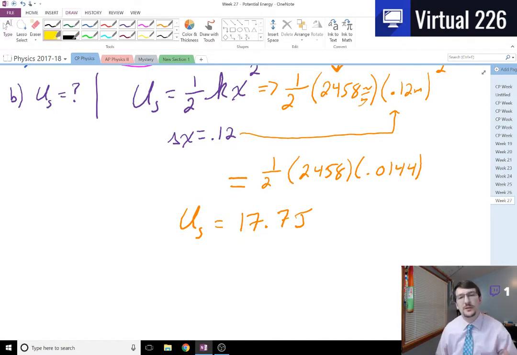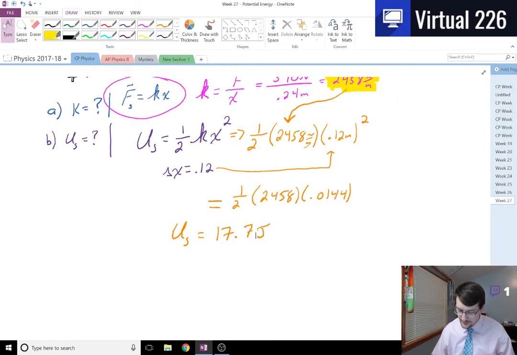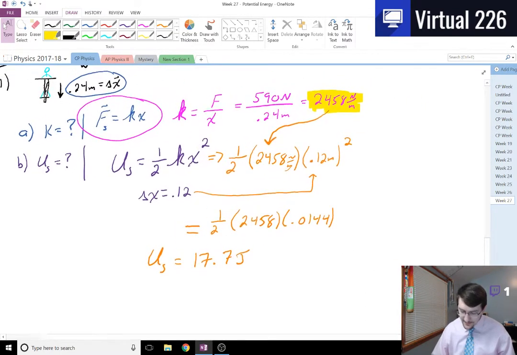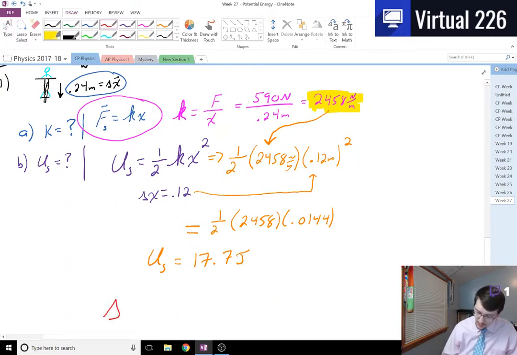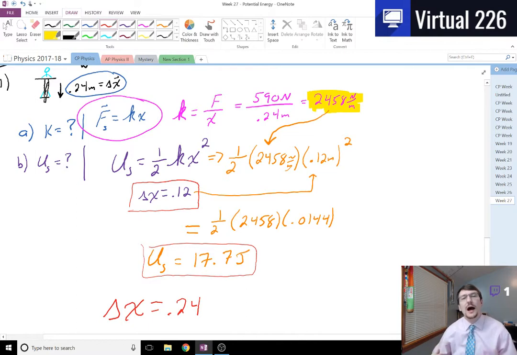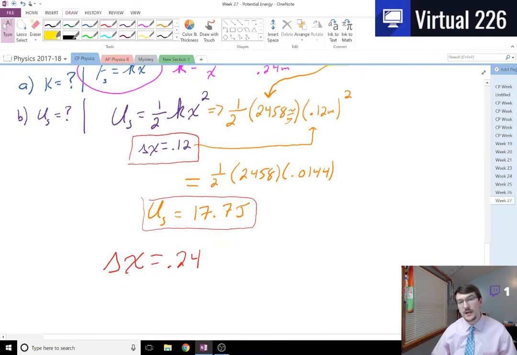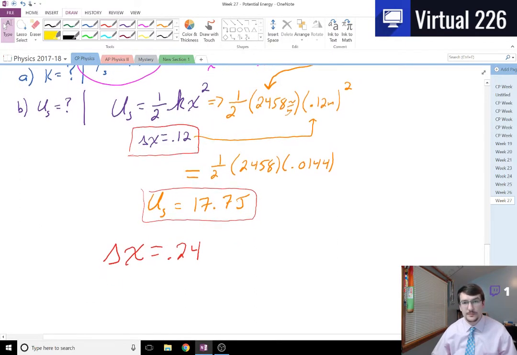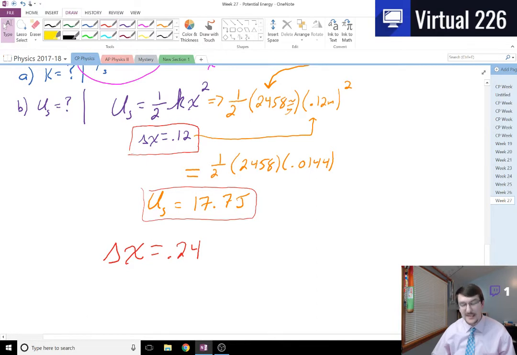But let's think about something further here, kind of a little exercise of the mind. If I compressed this pogo stick back all the way to the 0.24, I doubled the compression, because up here that compression was 0.12 to get our answer. What if I doubled that compression? How would it change our spring potential energy? A lot of people like to answer here that it would double. It doesn't. Instead, it quadruples.